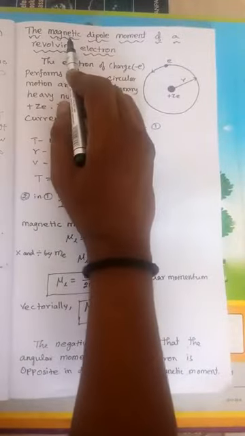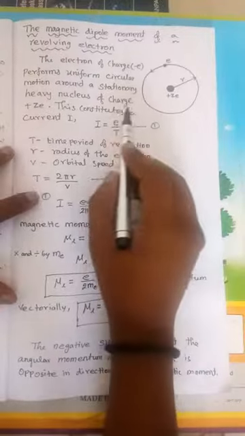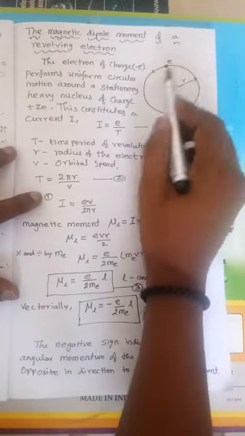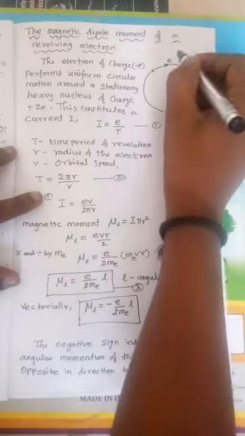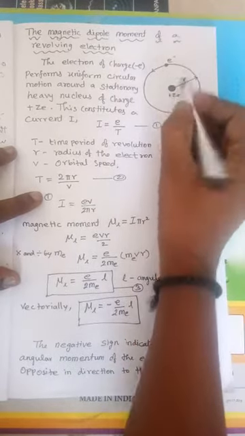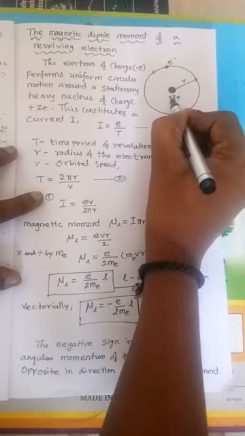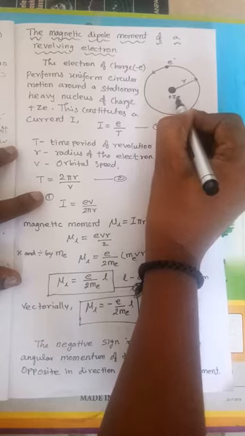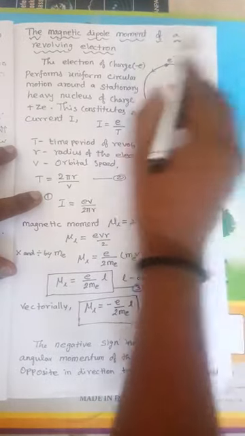Next question. The magnetic dipole moment of a revolving electron. Consider one atom, with an electron going around the nucleus in a circular path. The center of the atom is called the nucleus. The charge of the nucleus is positive Ze. The radius of the orbit is R.